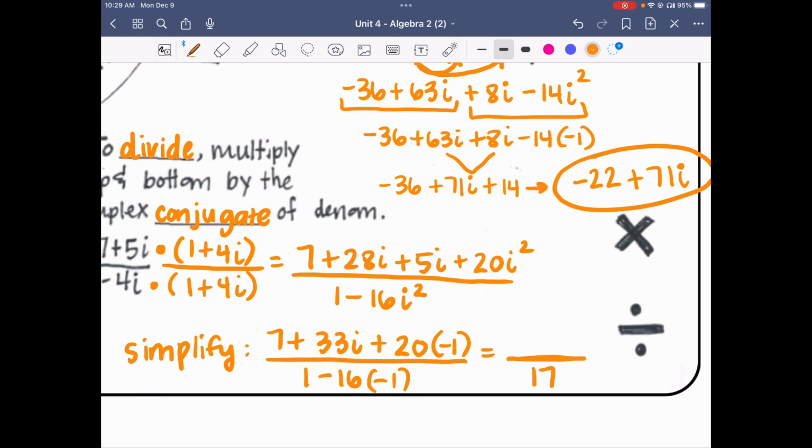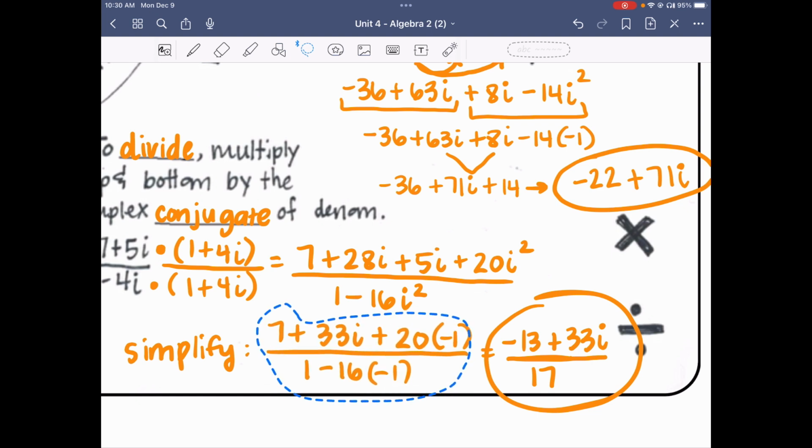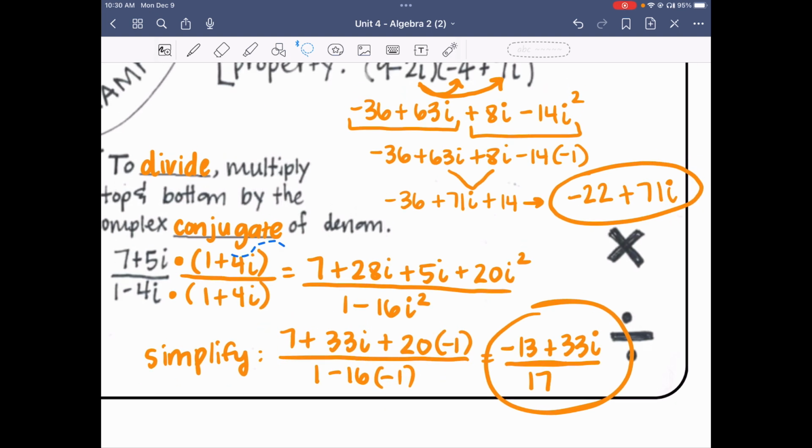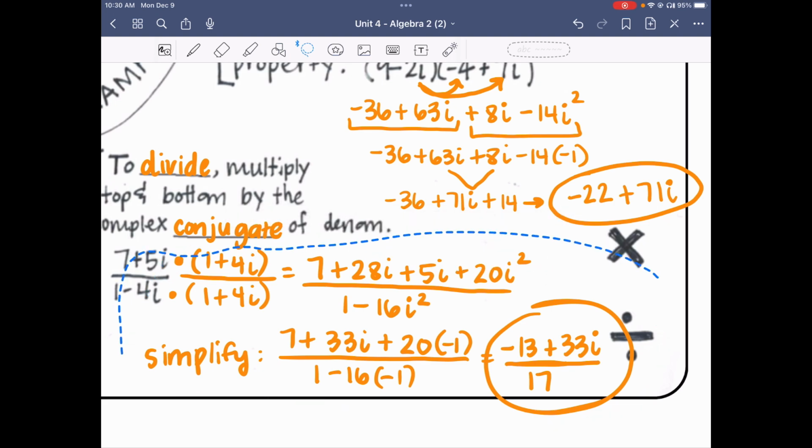In the top, I know that I ultimately have 7 minus 20, and so that's going to give me negative 13 for my real numbers. So again, that's coming from the 7 and the negative 20. And then I also still have the 33i. And this doesn't really simplify anymore at the moment. So we're going to stop here. And so this would be the conclusion of the multiplying and dividing section of our notes. So I'm going to just get my color coding finished, and then we'll do the last part.